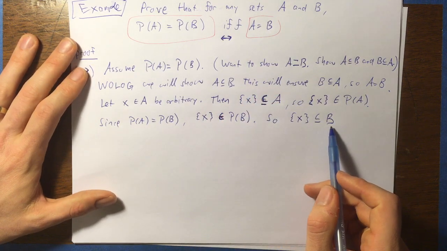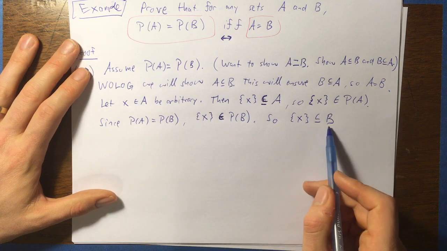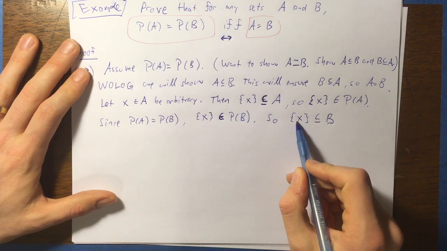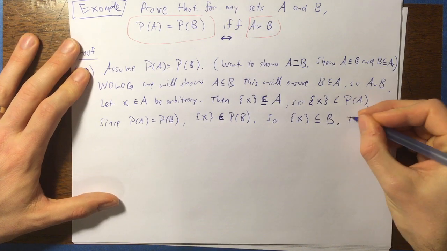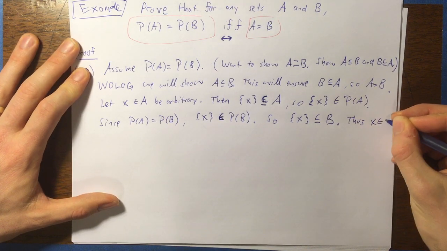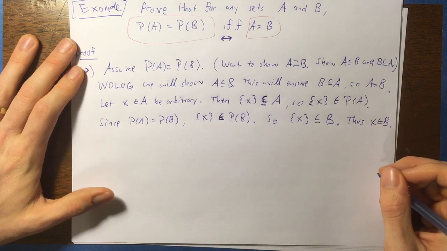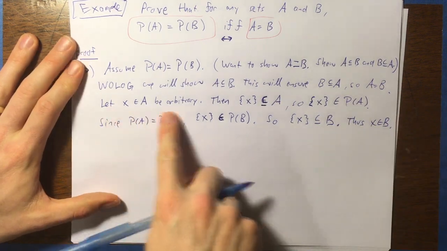All right, I'm getting close. If that's a subset of B, then any element which is in this set is also in B. That's the definition of a subset, right? So I can finish by saying, thus, X is an element of B. Okay, now this was arbitrary, right?